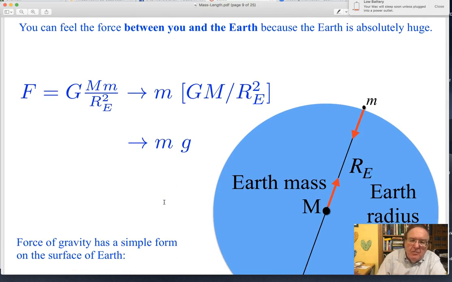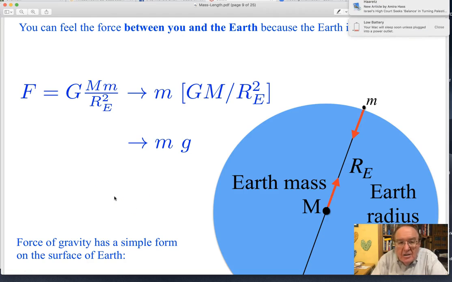When you step on a bathroom scale or in the gym, you step onto the weight. I'm sorry, the balance. Okay, the scale to measure your weight. We don't use this big formula, because we happen to be on the Earth. The Earth is a big mass, and the distance we are from the center of the Earth is the radius of the Earth.